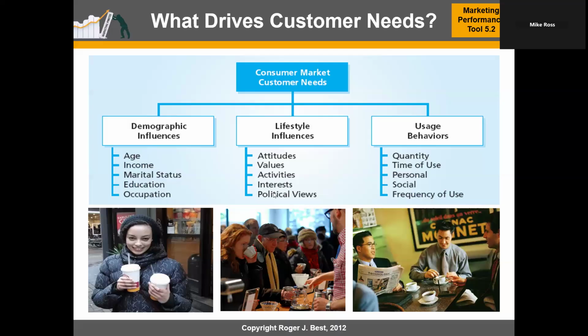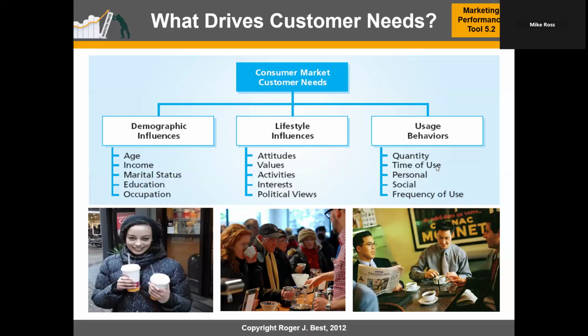And then, of course, we can think about different interests and political views. So we have demographic segmentation attributes, we have lifestyle segmentation attributes, and then finally, usage-based segmentation attributes. And we mentioned this right at the top of this lecture. Usage-based might be something like, how much of a particular product or service does a particular market segment use? Are you a light user or heavy user? Maybe the time of use, it could be seasonal.